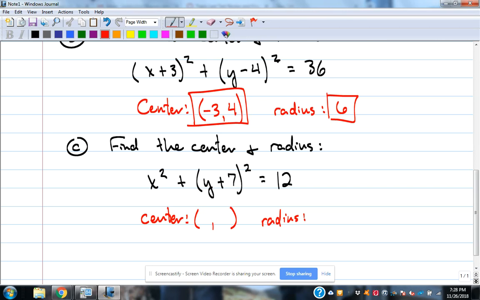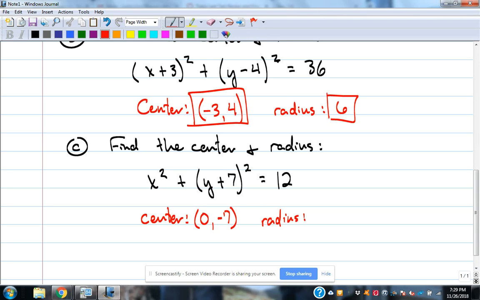What's the center? I agree with the negative 7 part. (0, negative 7). There's nothing subtracted or added to the x, so that's like adding or subtracting 0. So that's why the x value of the center is 0.